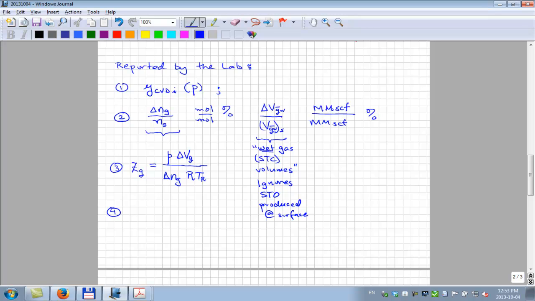By the way, they may give you an estimate of the molecular weight of the heavier material in that gas. This would be an estimate. It might be from the chromatographic analysis, GC analysis, or just some estimate.